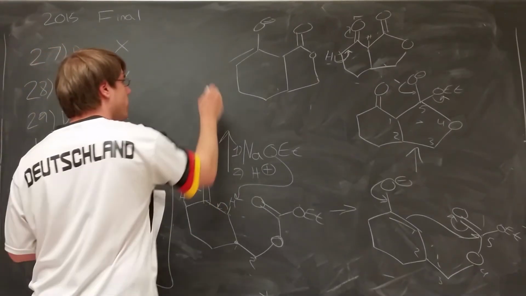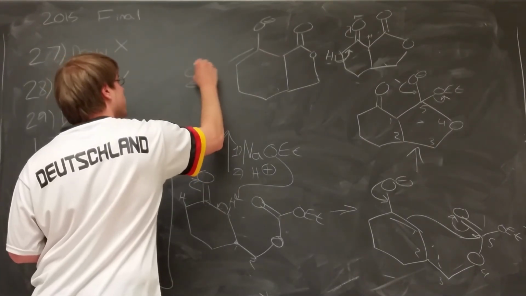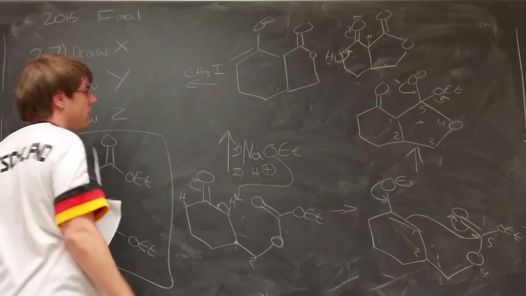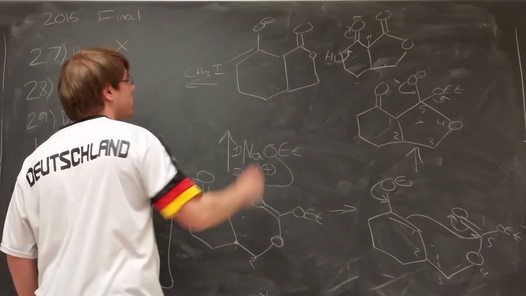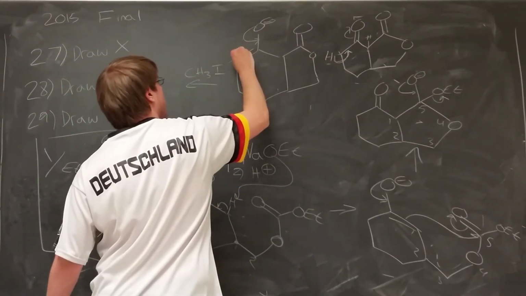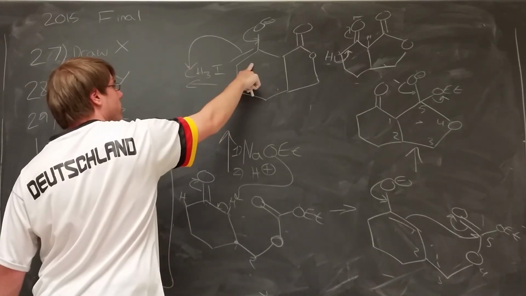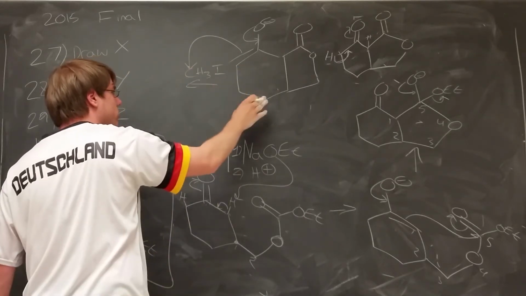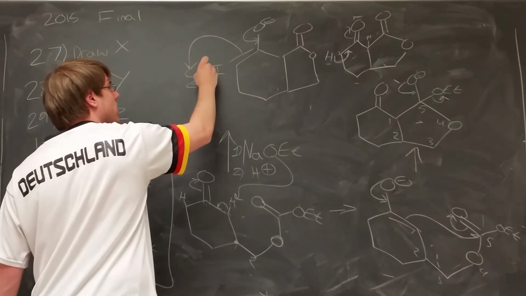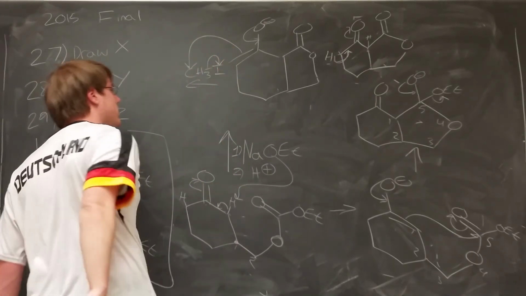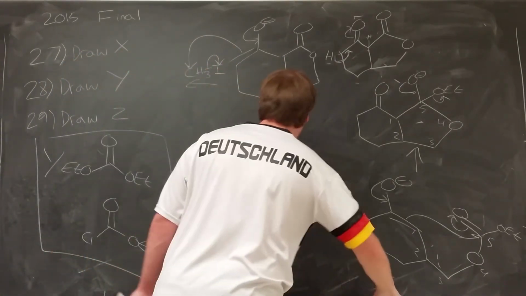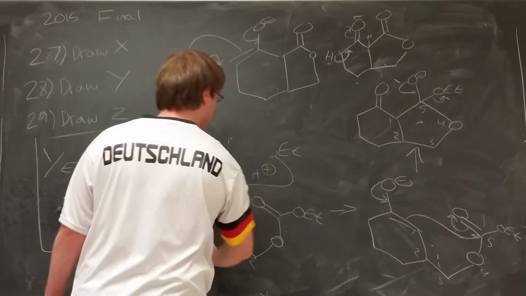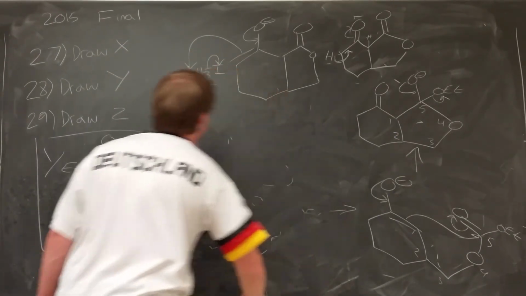Now your final step over that arrow is CH3I. Treat that with CH3I. And so what's going to happen is the O minus will swing down, the carbon-carbon double bond will use its electrons to attack the CH3, and iodine, being a good leaving group, will be kicked out. And so the final product, the structure of Z that we're trying to figure out, would look like this.